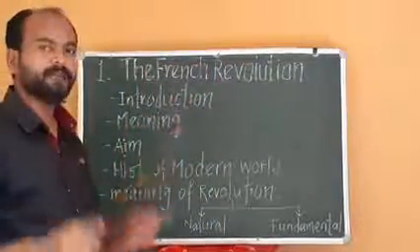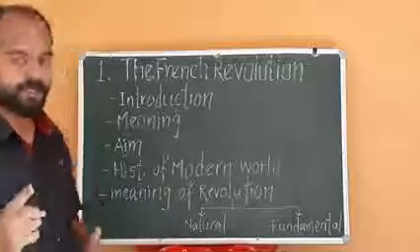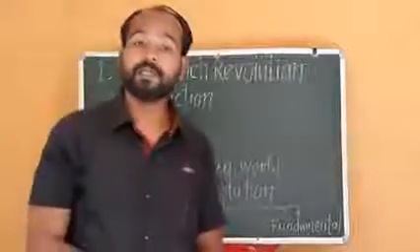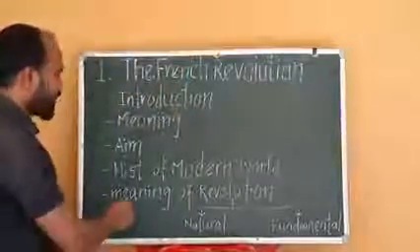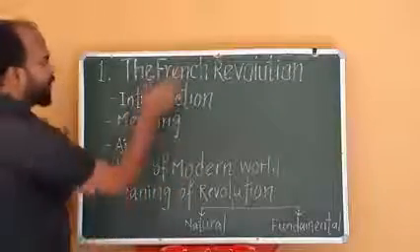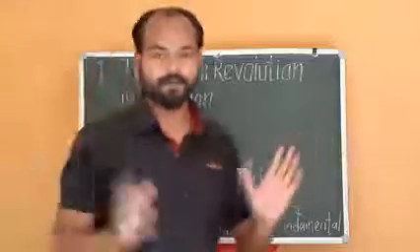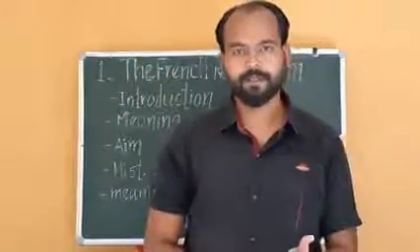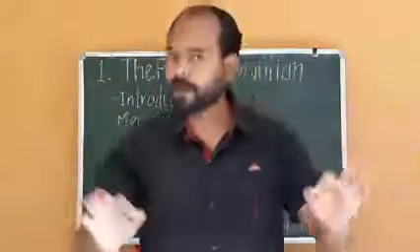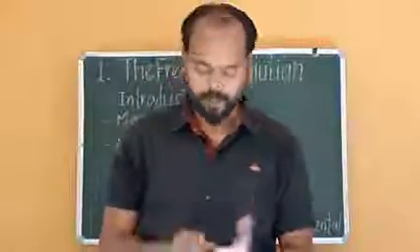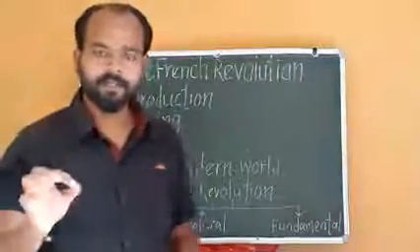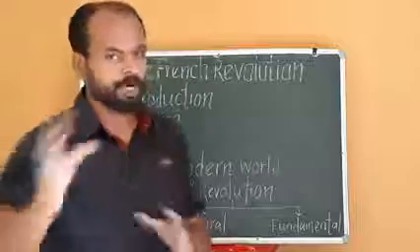The French Revolution had taken place in the year 1789. Please remember the date. Now, the meaning of revolution. I told you about the French Revolution. Actually, what is the meaning of revolution? Revolution means a fundamental change brought about intentionally. Try to understand. It means a fundamental change brought about intentionally.